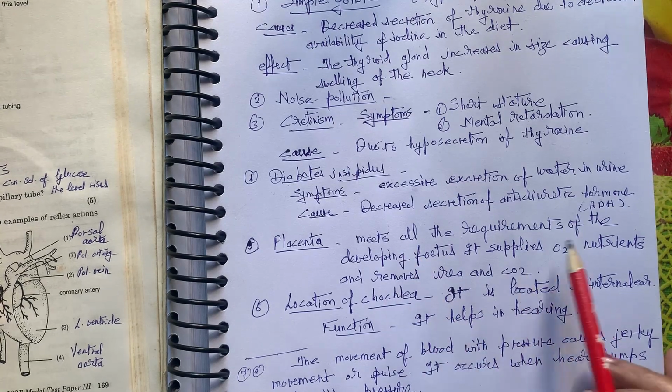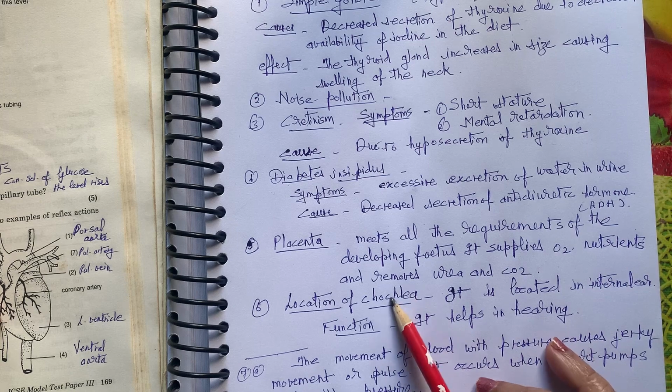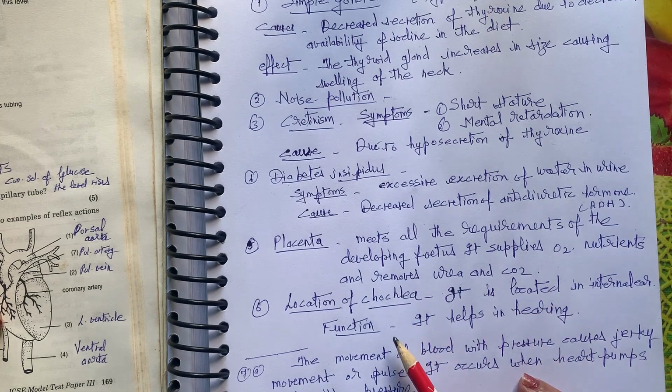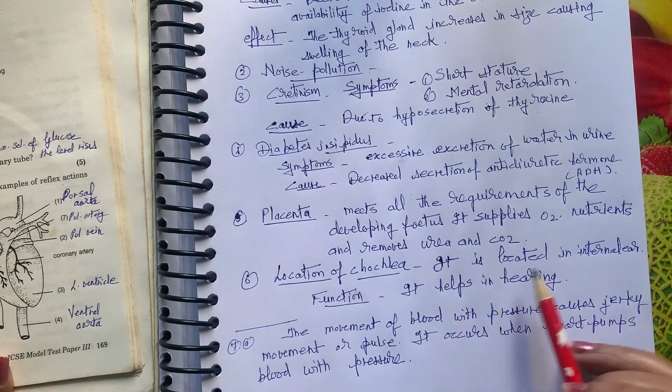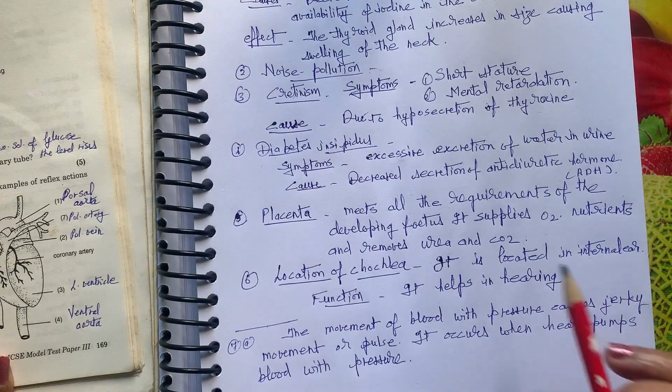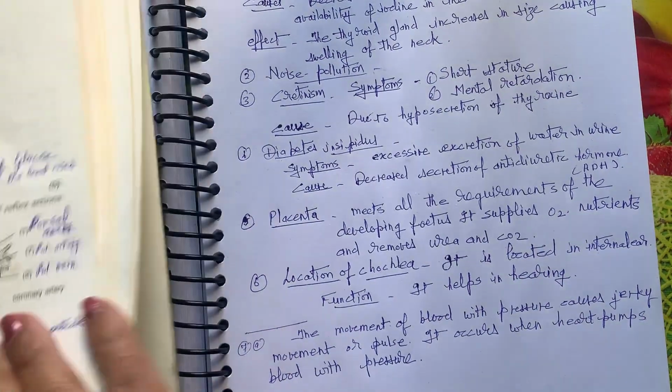Placenta: it meets all the requirements of the developing fetus. It supplies oxygen and nutrients, and removes urea and carbon dioxide. Location of the cochlea, location and importance. It is located in the internal ear, as you know already. Function: it helps in hearing, right?